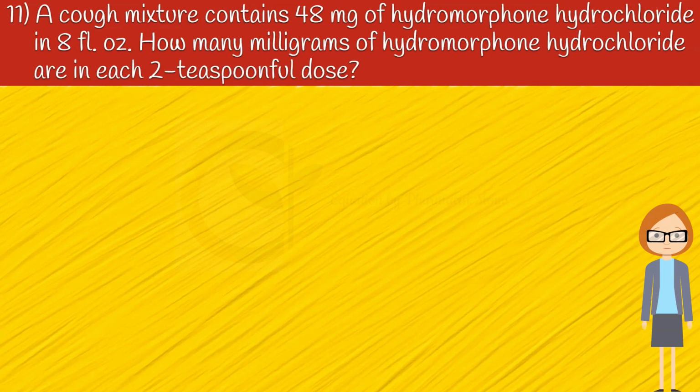Question 11. A cough mixture contains 48 milligrams of hydromorphone hydrochloride in 8 fluid ounces. How many milligrams of hydromorphone hydrochloride are in each 2 teaspoonful dose? To find out, we need to first determine the concentration of the drug in the cough mixture. Given that it contains 48 milligrams in 8 fluid ounces, we need to convert fluid ounces to milliliters because the concentration will be expressed in milligrams per milliliter.